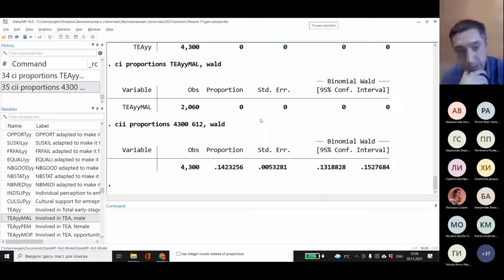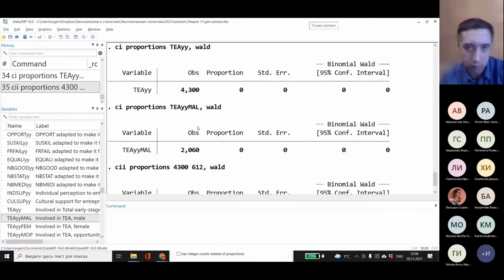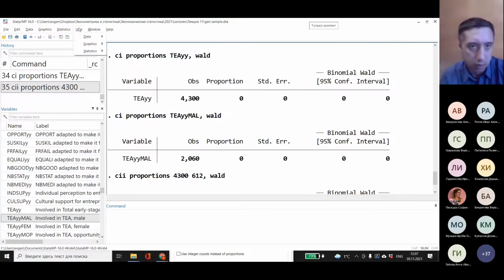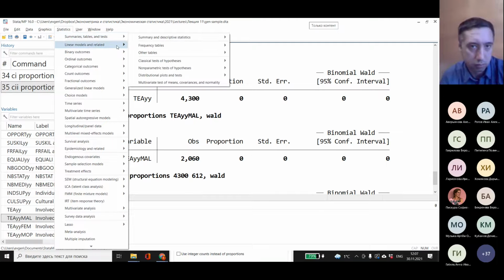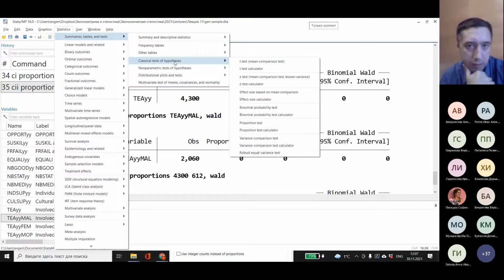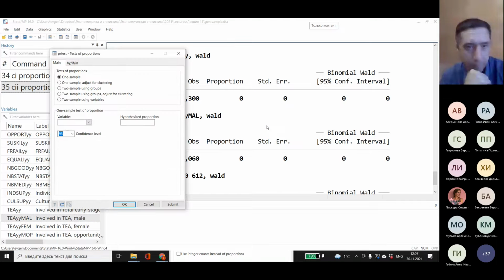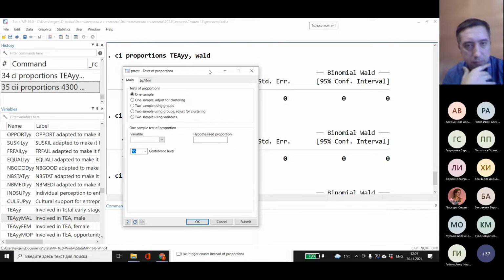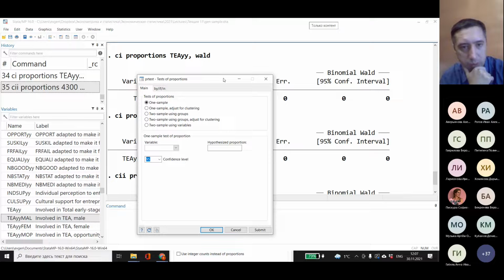Instead, we often compare a proportion with a single number or compare two proportions. How do we compare proportions? So I ask how to run a test. You have to go to classical tests of hypothesis and go to proportion test. And when we work with the proportion test, you have five options. First, and the simplest option, is one variable.